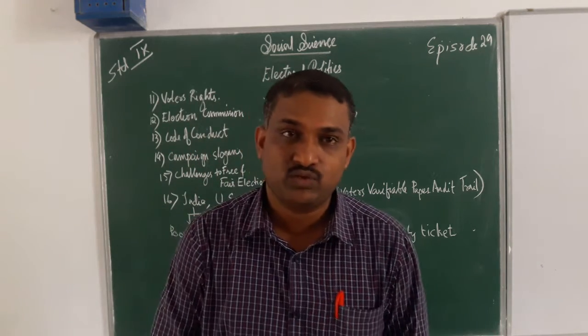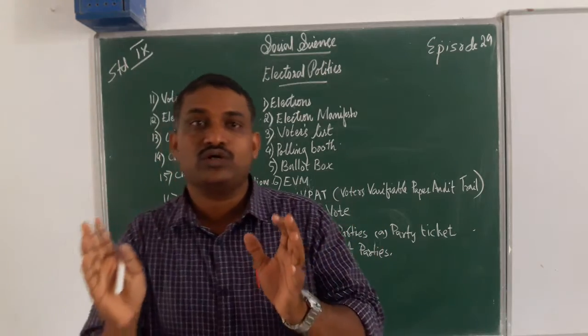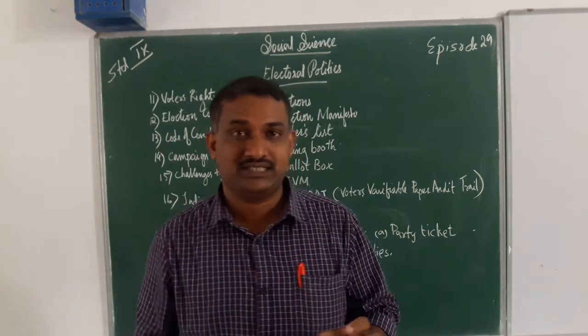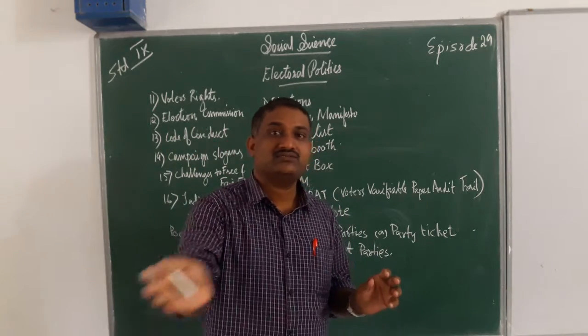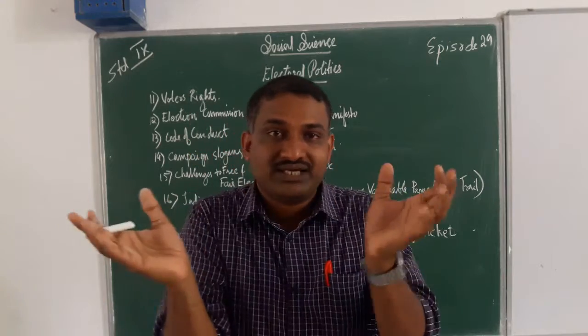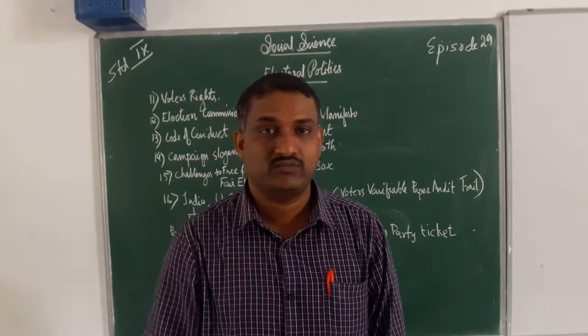What is a coalition government? Coalition government means the party that wins many seats joins with the small parties, and these small parties support this party, and together with their help, they can rule the country. That is called the coalition government.